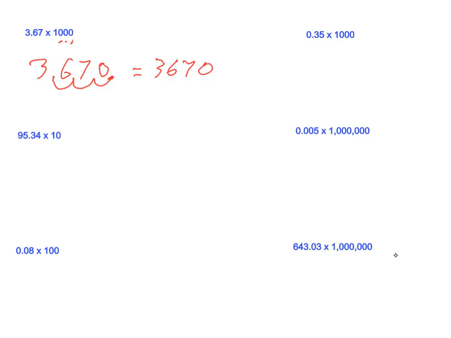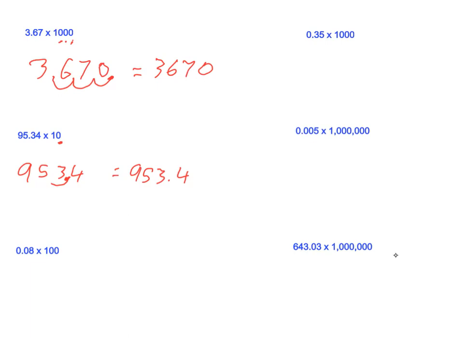For 95.34 times 10, there's only 1 zero, and therefore the decimal place only moves 1 time. It was in between the 5 and the 3, so I've left a little bit of a bigger gap, and I move it 1 across. 953.4. I'll just write it out a little bit neater.